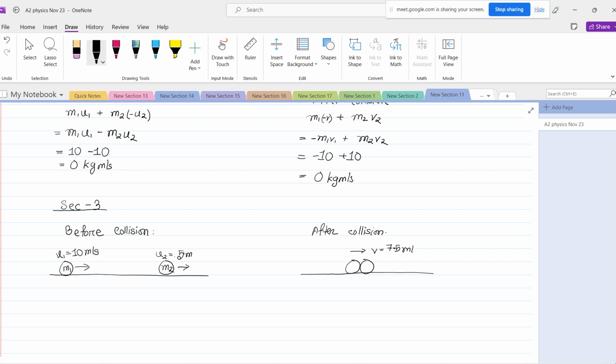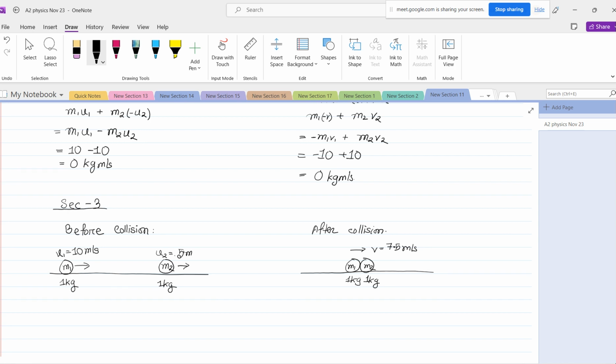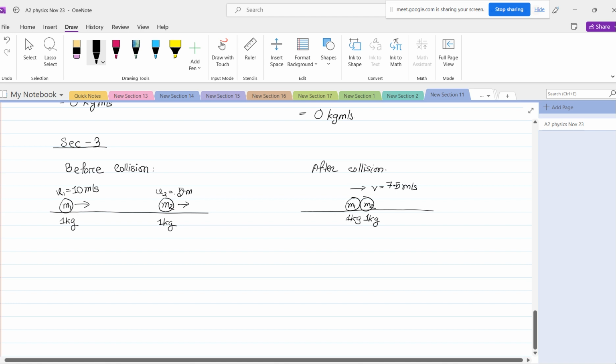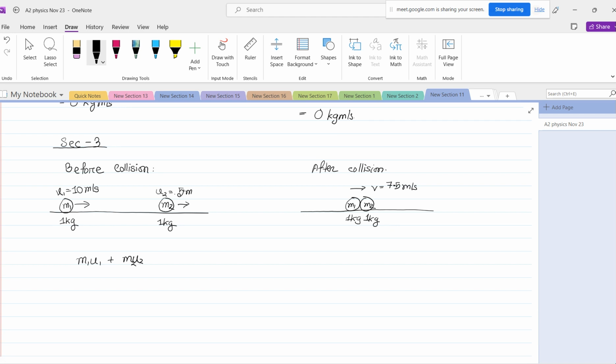0.5 meter per second, and the masses are still the same, 1 kg, 1 kg, and 1 kg and 1 kg. This was m1, this was m2. Now before collision, after collision, before collision it will be m1 u1 plus m2 u2. Now again here direction really doesn't play a role because everything is moving towards right.